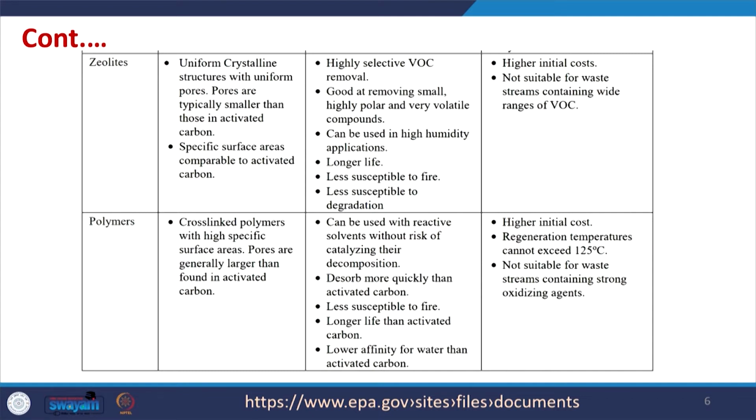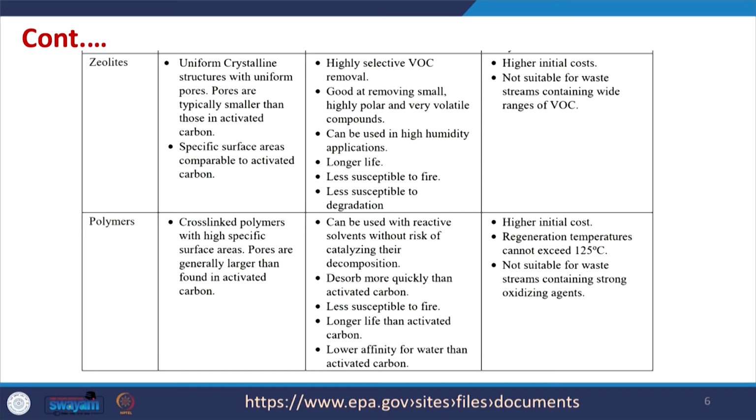Now, specific surface area is higher generally as compared to activated carbon. So, they can be used for various purposes. Similarly, polymers are also there. Cross linked polymers with high surface area have a much larger pore size as compared to activated carbon or zeolite. So, they can be used for wider application. They have pores in the range of mesopores and other things.